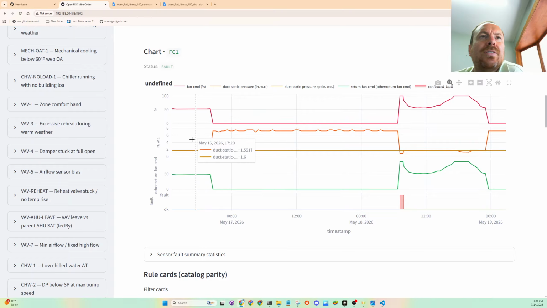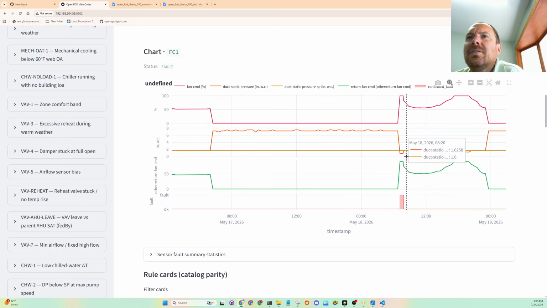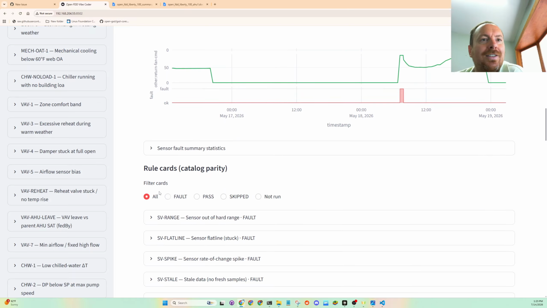Normal control signal, and then it's like the air handling unit does not stop, but all of the dampers in the system do, and it's measuring 7 inches of static pressure all night long. Wow. A little fault here, right here, but it's not flagging this. Okay.